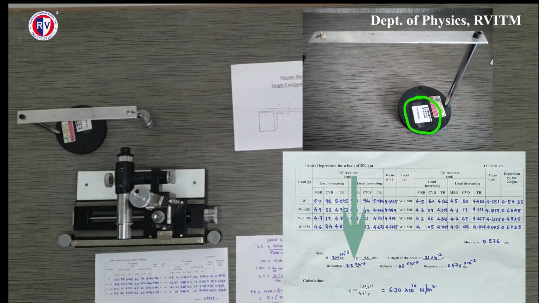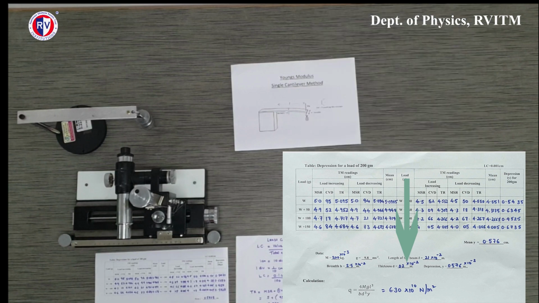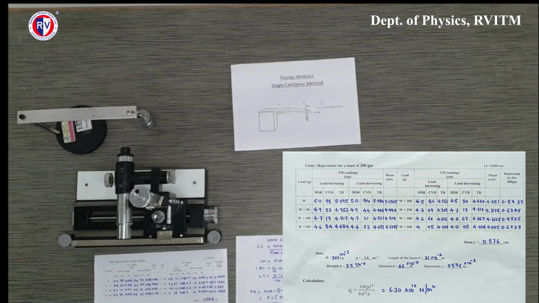The breadth and the thickness have also been given. The breadth is 2.5 into 10 to the power minus 2 meters. The thickness is 0.2 centimeters, that is 10 to the power minus 2 meters. So, what is my depression y in meters? It is 0.5828 into 10 to the power minus 2 meters. So, now I have got all these values.